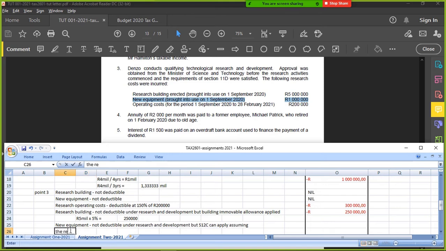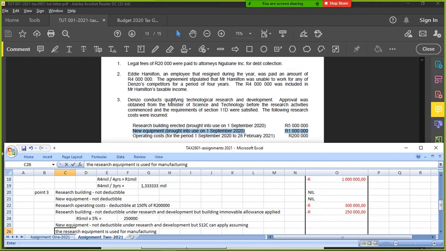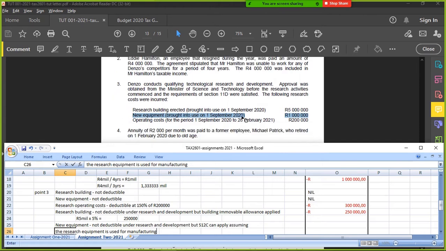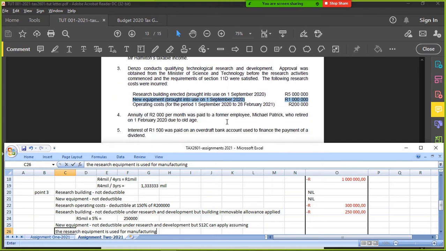the research equipment is used for manufacturing. Which again, it could possibly be the case, because you do have a manufacturing entity here making spark plugs. So maybe the machinery that you're using to do research and development would also be used for production. Manufacturing, right? We don't know, but we don't have anything else to work with. So that would be my assumption.